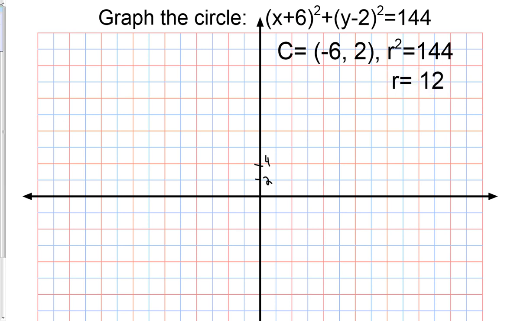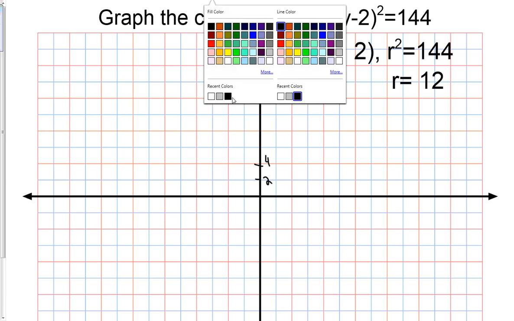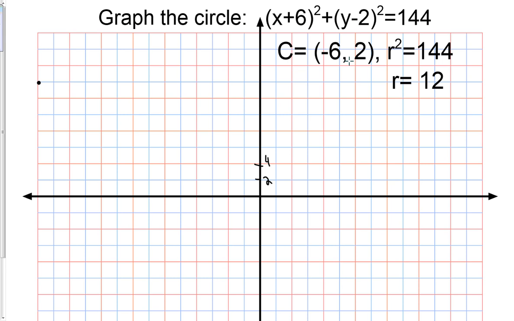Now this is not a big enough graph for radius 12, so I'm going to scale it so each line is 2 instead of 1. And now, filling in what we've got, we've got (−6, 2), so 1, negative 2, negative 4, negative 6, 2, so here's my center. And then moving 12 in all directions from the center is going to be 6 lines, 1, 2, 3, 4, 5, 6, because we're moving by 2, so 2, 4, 6, 8, 10, 12.